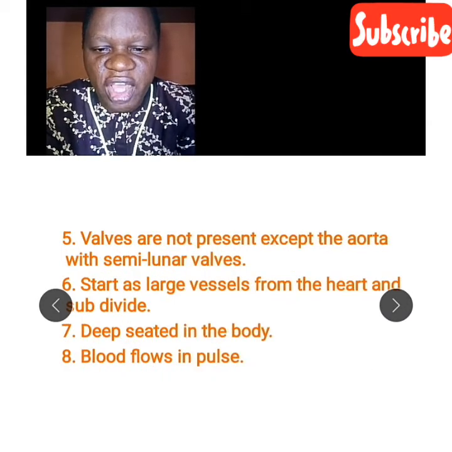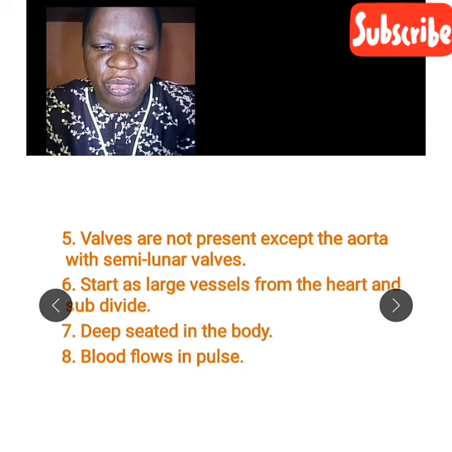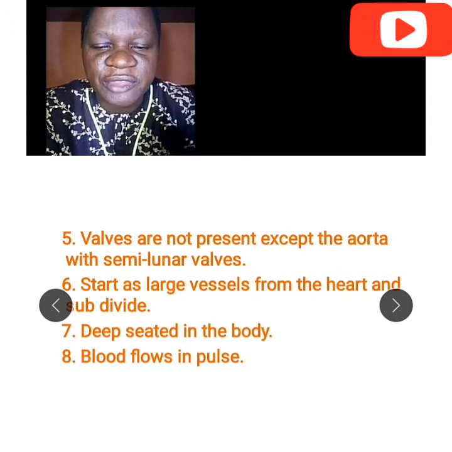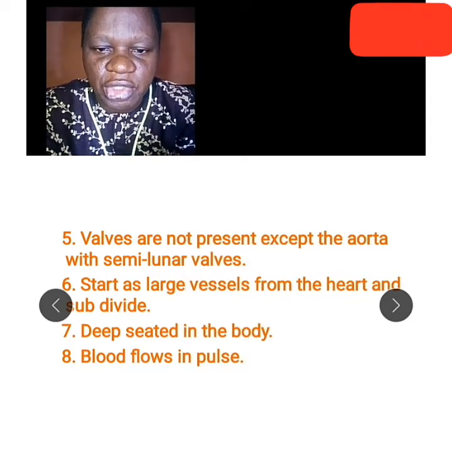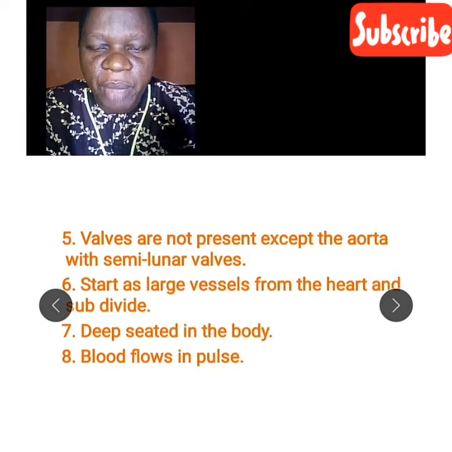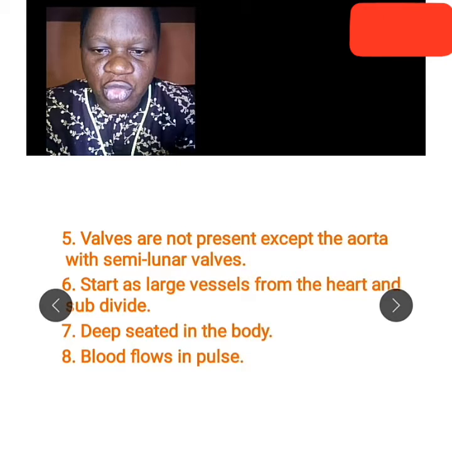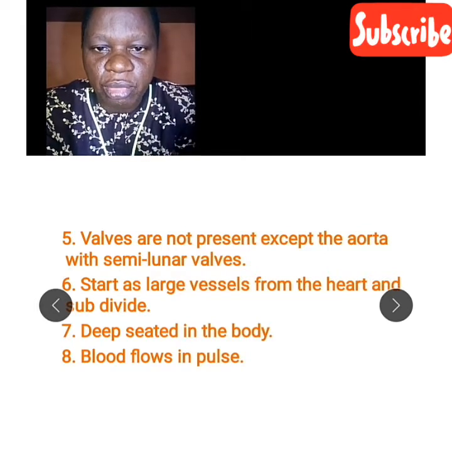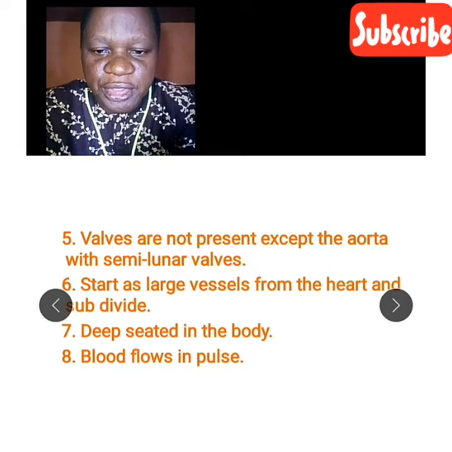Okay, number 5 is the valves are not present except in the aorta with semilunar valve. Because the blood in the artery is at very high pressure, there's no need of valve. As you know, valves basically prevent the backflow of blood, and that's where you have the semilunar valve. But in other arteries, in other vessels that are taking blood away from the heart, there is no need of valve.